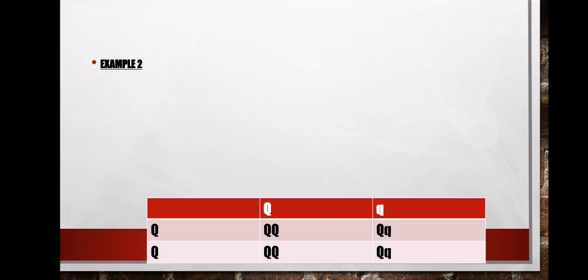Okay, fine. Let's look at example number 2. I will give you 3 examples from now: example number 2, number 3, and number 4. Let's quickly look at example number 2.